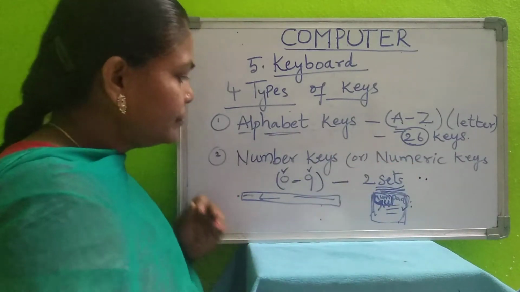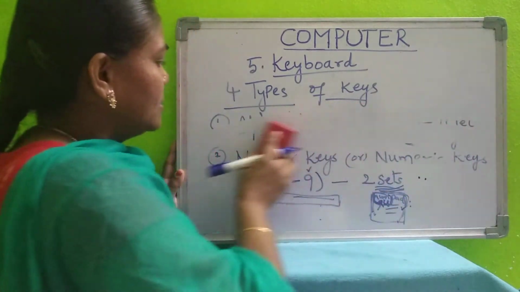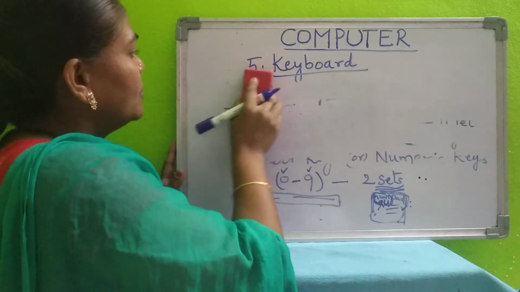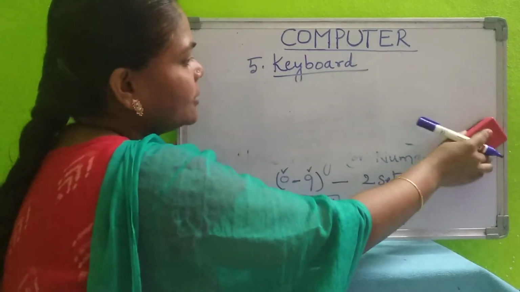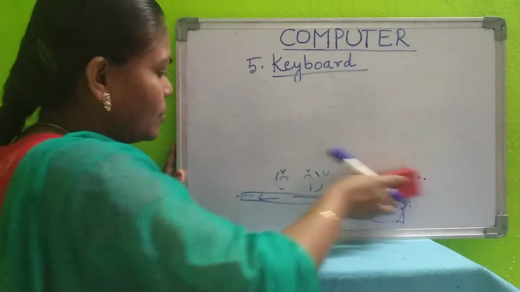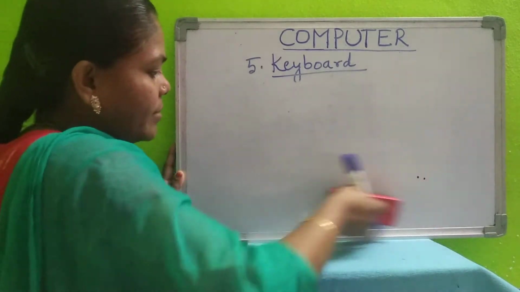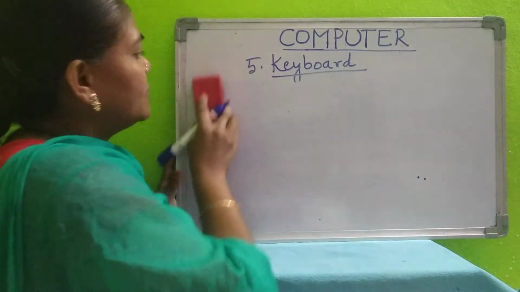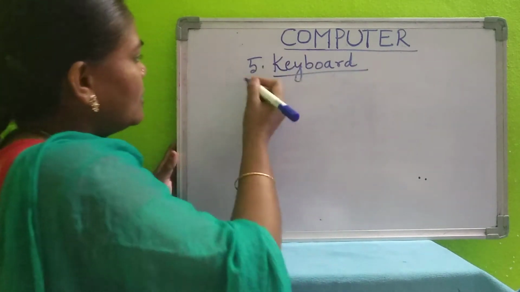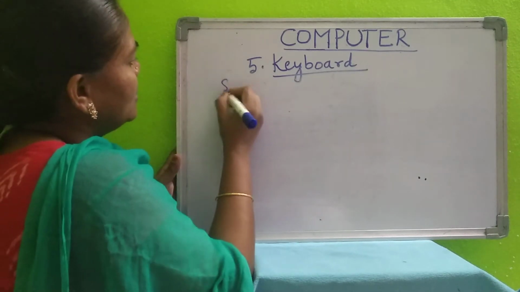Okay. So next, third one is special keys. So we have special keys here. So what are the special keys we have on the keyboard? So enter key, caps lock key, delete key, backspace key, spacebar key, shift key. All this we have learned in first class. Isn't it? So now we will see those. First one is, so write special keys.